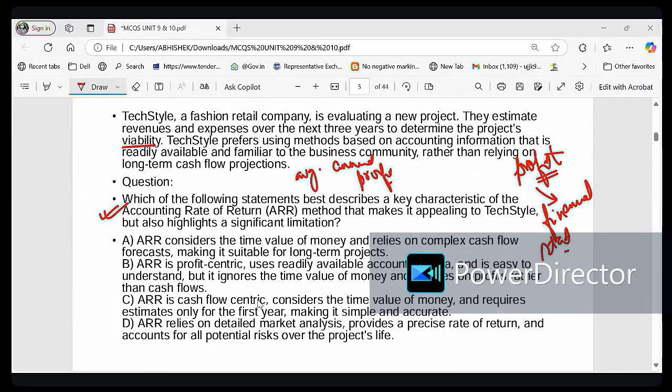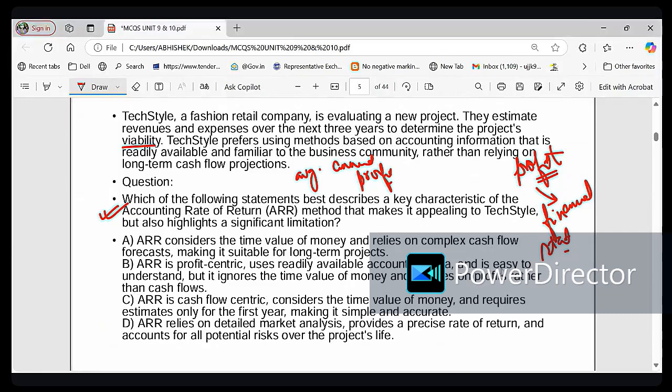Can you tell me the answer of this? So take a style like the ARR method, because it is simple, quick, and uses information that is already available in the company financial statement. Because in the company financial statement, profit data is available, right? But there is a limitation of this method also.